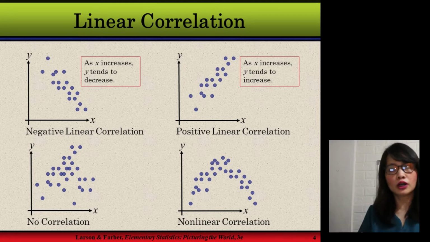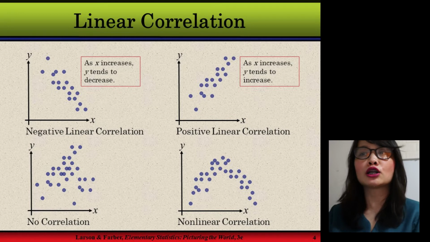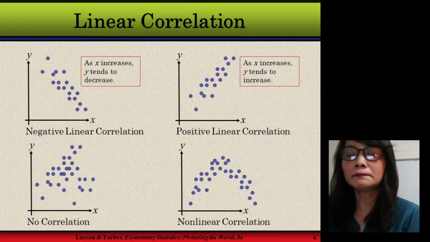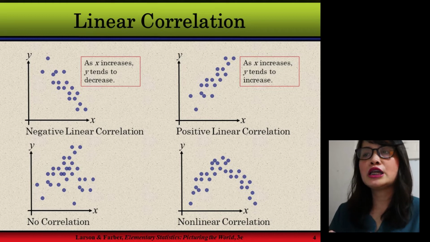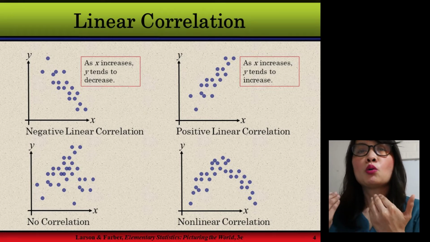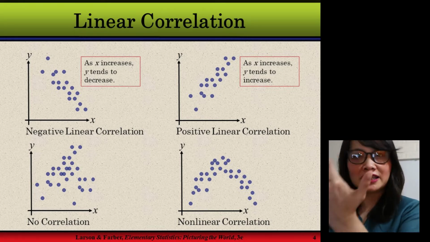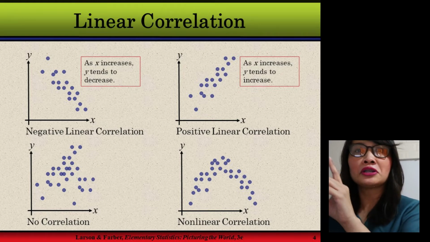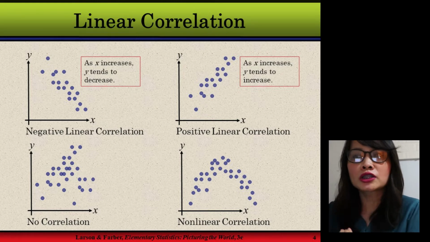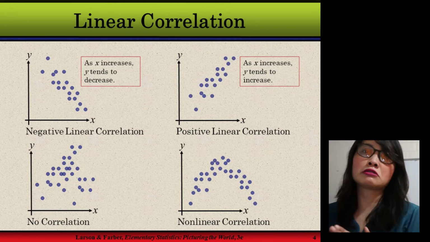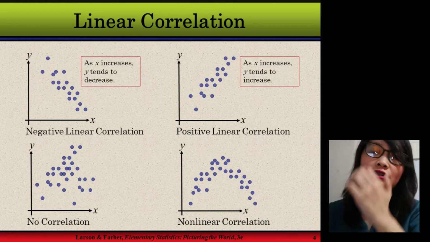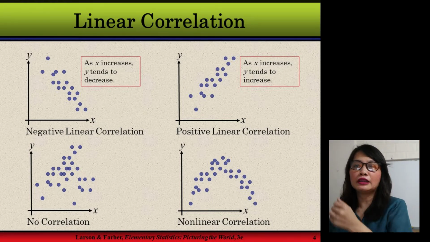Then the other one is the positive linear correlation. How do we determine a positive linear correlation? Meaning, if your x increases, y tends to increase. They are both increasing. That's why we call it positive linear correlation or positive relationship. Both variables tend to increase.